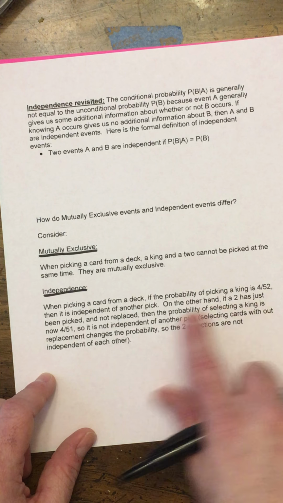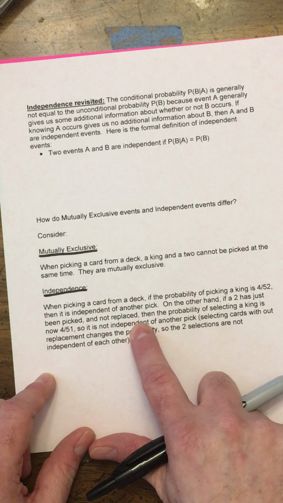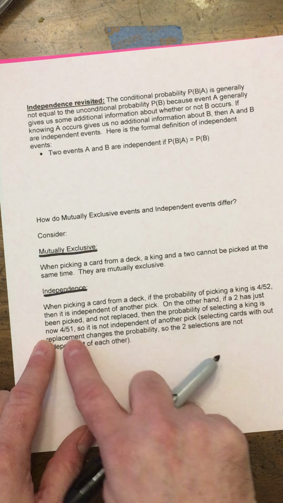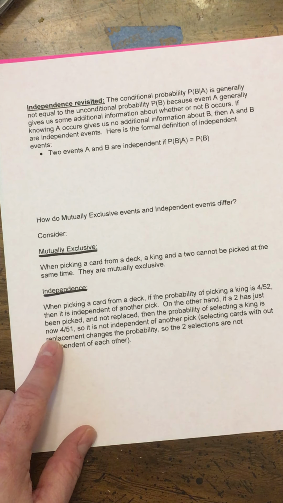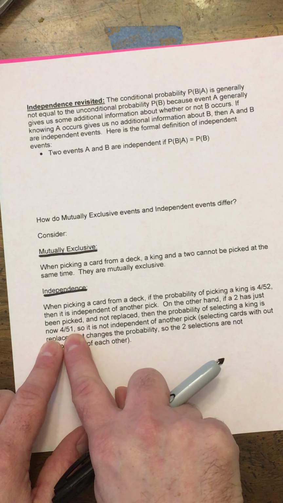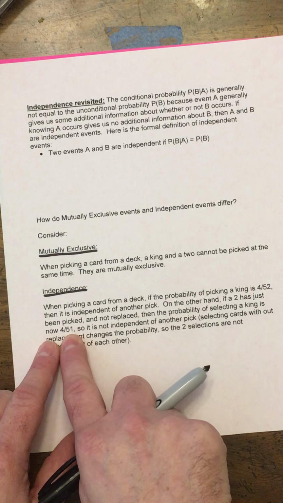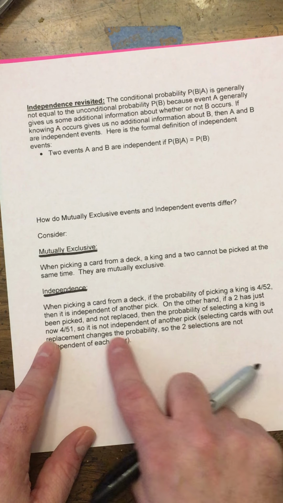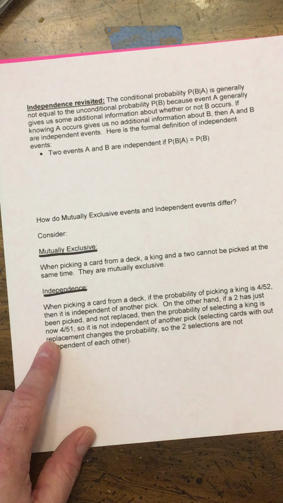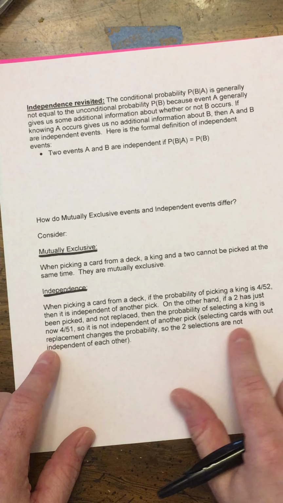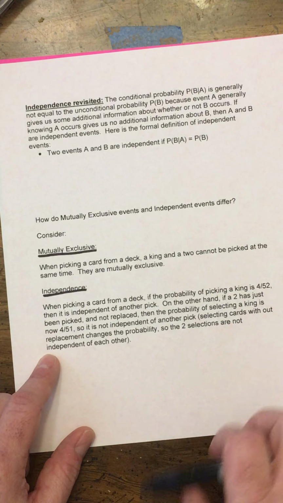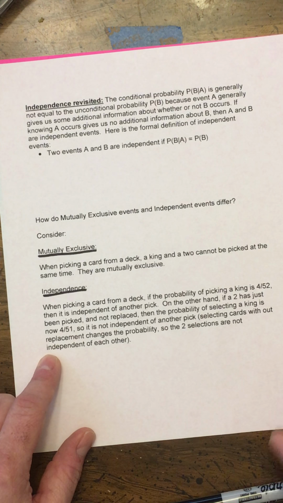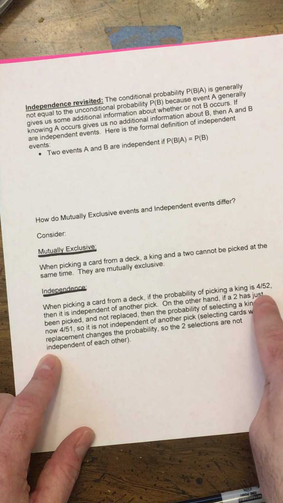On the other hand, if a 2 has just been picked and not replaced, then the probability of selecting a king is now just 4 out of 51 because you took a card out of the deck, right? The 2 is on the side. You've essentially changed the size of the deck. So now the chance of picking a king is only 4 out of 51. Therefore, the two events, the first selection and the second selection, are not independent of each other. If we were to replace the card after, then we're making it independent. So if we replace the 2 and reshuffle the deck, then the probability of picking a king is again 4 out of 52. That would be independent.